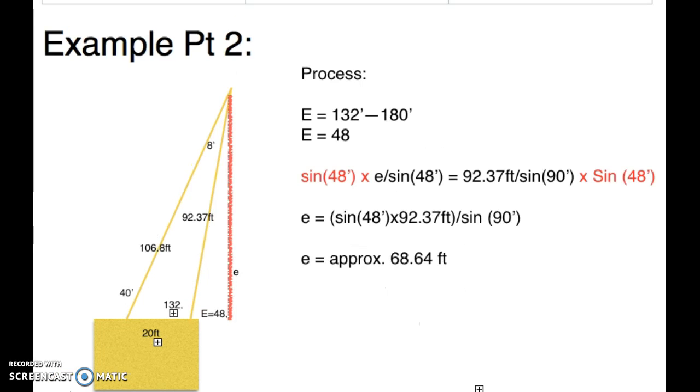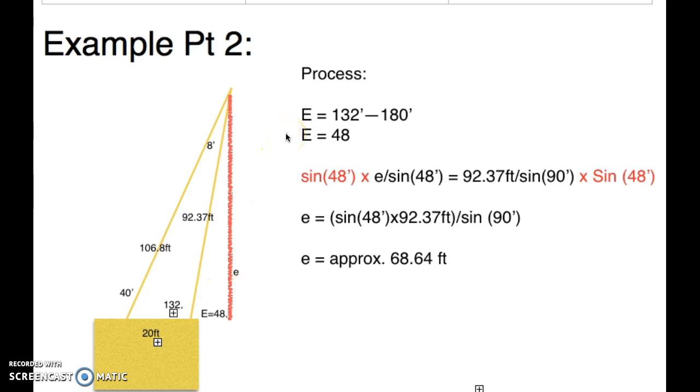In the second part of the problem, let's say that these engineers are trying to find the least amount of rope they must have so that it can hang down. In this case, that length will be E. In order to find this, we're going to first have to find capital E, which is the opposite angle from 132 degrees, in order to be able to go through the same process and find little e.